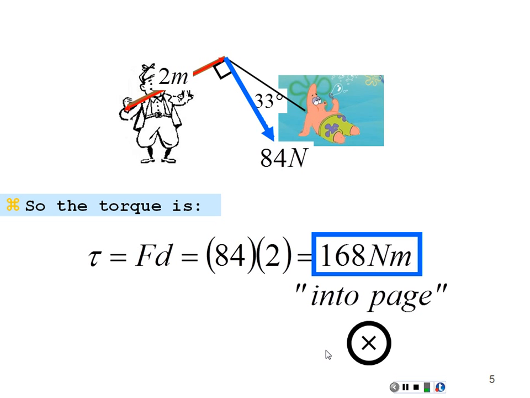What I mean by into the page: you're looking at the tail feathers of the arrow as it's going into the page, and that's what the X means. You're looking at the tail feathers of that arrow as the arrow is going into the page. If the arrow were coming out of the page towards you, you would just look at a dot in the middle of that circle as you're looking at the tip of the arrow coming towards you.